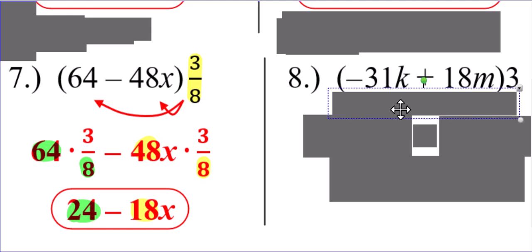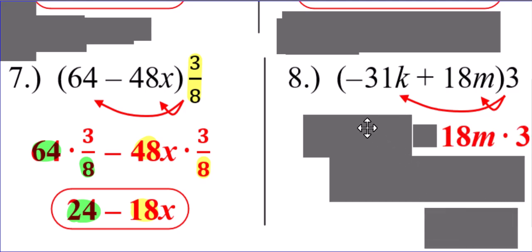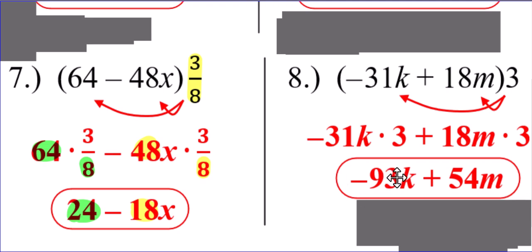All right, problem number 8. Like number 7, the multiplier is on the outside on the right. So we're going to take 3 times 18m, 3 times negative 31k. There's an addition sign in between. This is going to give you negative 93k and 54m.